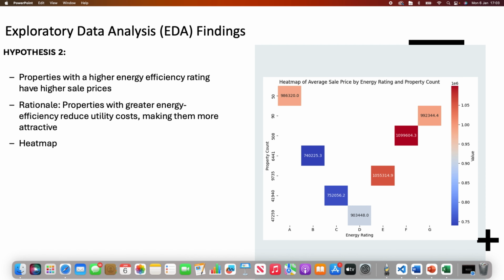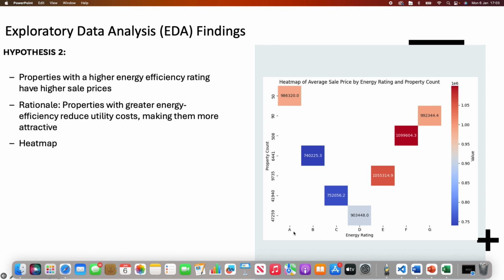So the second hypothesis that we investigated was properties with higher energy efficiency ratings have a higher sales price. The rationale behind this is that with higher energy efficiency ratings, this will lower the utility cost, making the house more attractive to renters. So we created a heat map to visualize this.